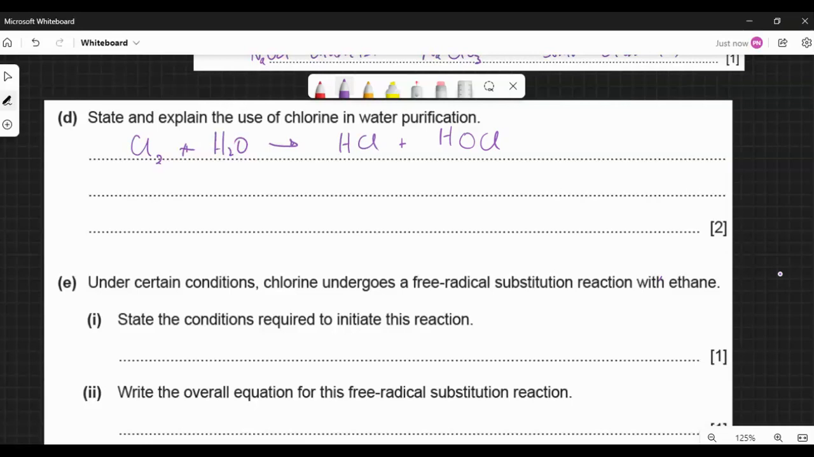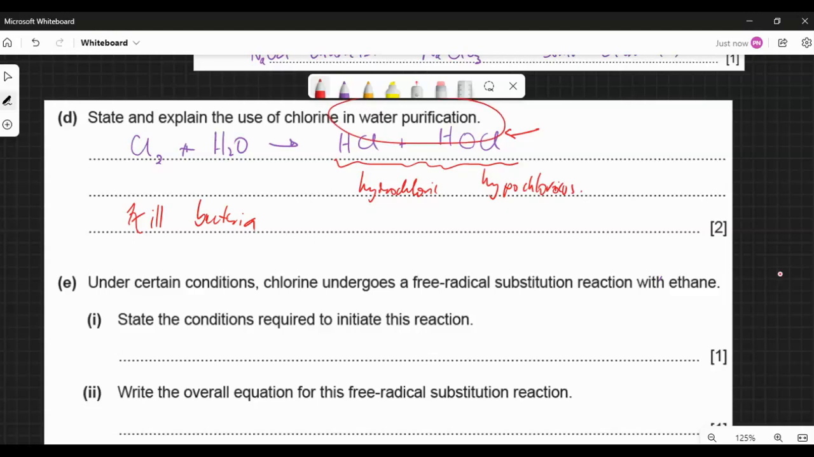If you look at this, dissolving chlorine in water, you get two acids, don't you? And these are hydrochloric acid, and this one is known as hypochlorous acid, I think. Anyway, these acids are formed when you dissolve chlorine in water. And why is that good? That's one mark, by the way. Second mark would be, well, it kills bacteria, yes? Because don't forget, we're using it for water purification. Is that all right? Yeah.